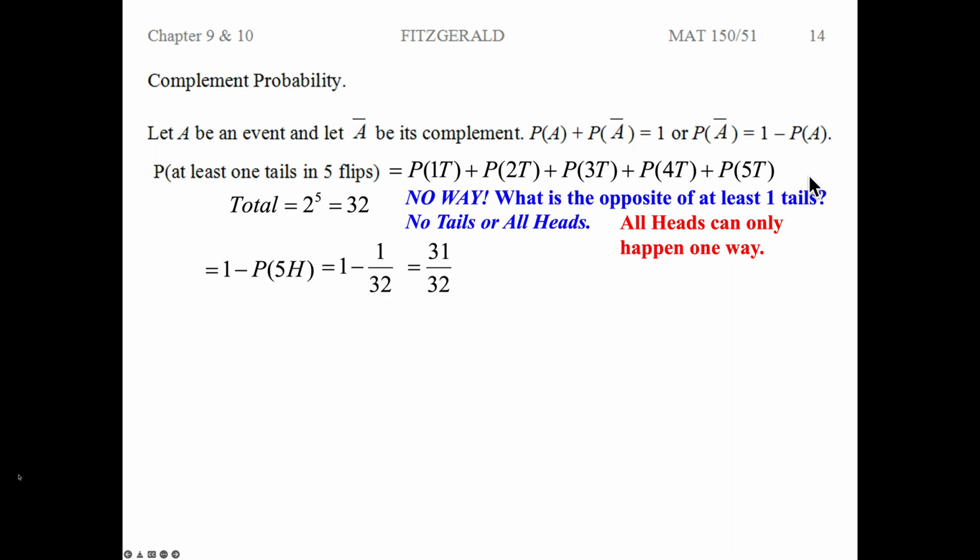Doesn't matter how we get to that sum. You could add all 5 together, or we can be sneaky and do this complement probability where all you got to do is subtract 1 probability from 1 and you got your answer. So again, keyword at least 1 or at least something is a dead giveaway that you want to use complement probability.